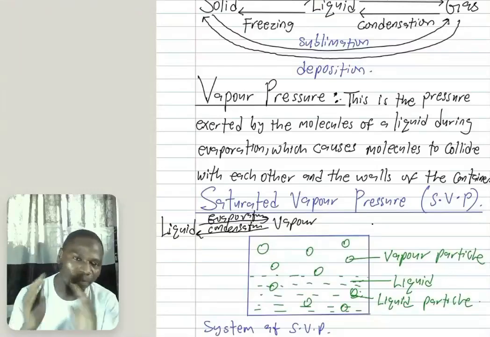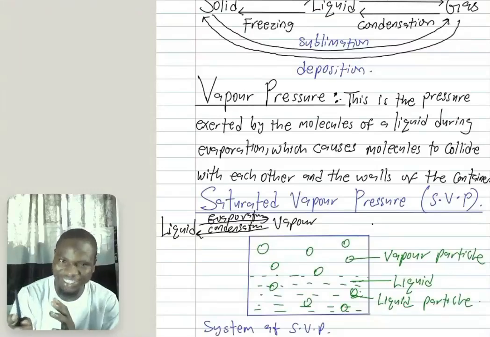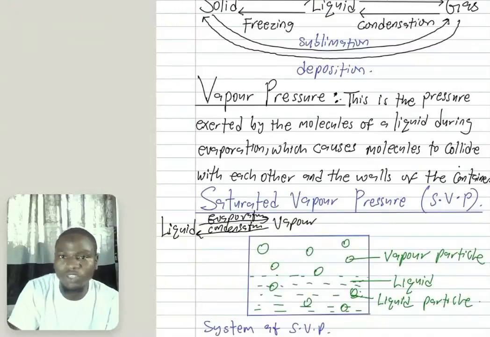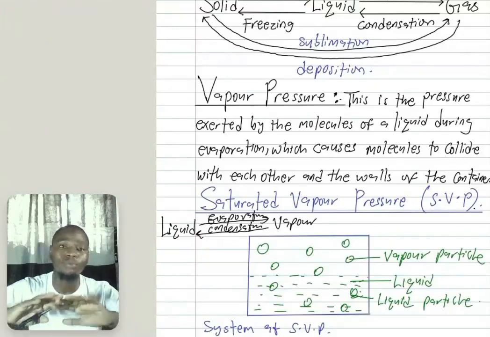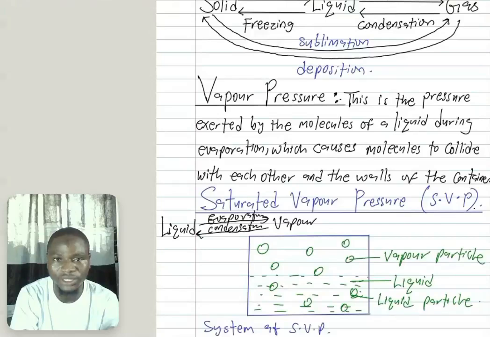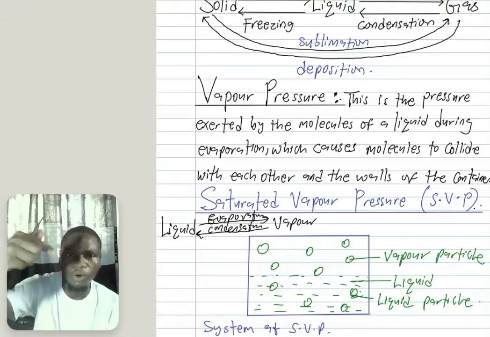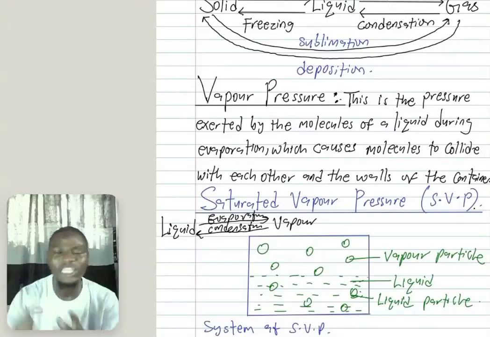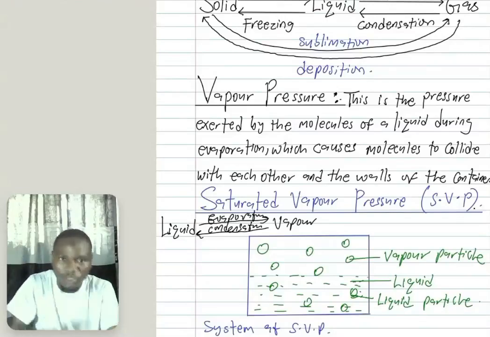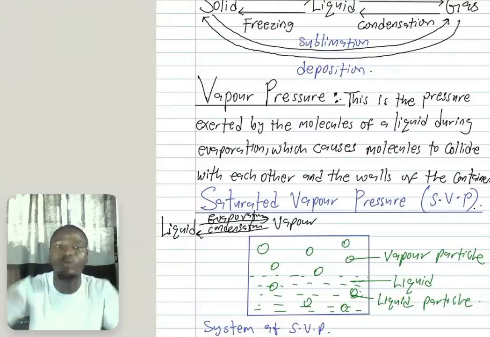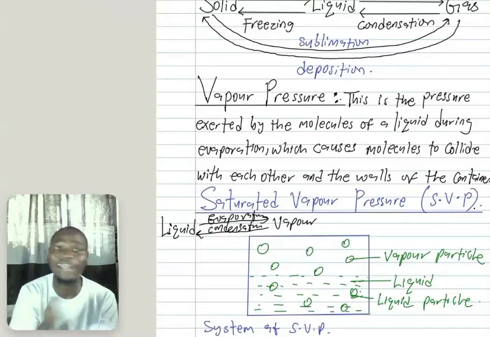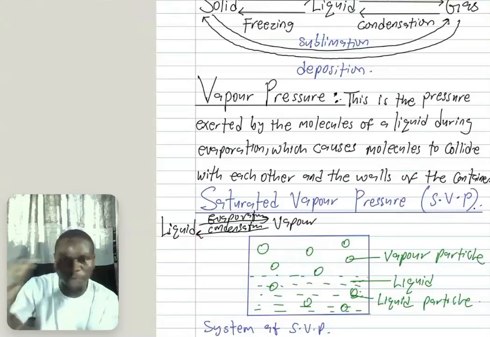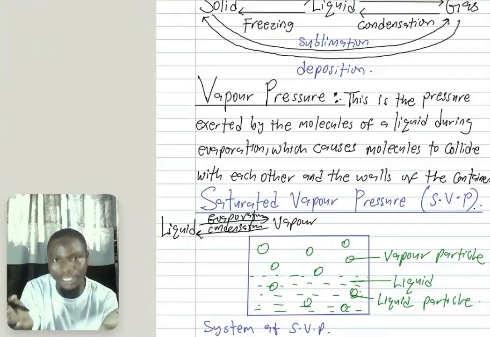The type of pressure the vapor will be exerting at this dynamic equilibrium is what we refer to as saturated vapor pressure. Pay attention that when the liquid particles build up at the top of the liquid, they lose energy and fall back. That is condensation. So evaporation occurs, condensation occurs, evaporation occurs, condensation occurs. It will get to a point whereby the rate at which liquid is leaving is equal to the rate at which vapor is falling back into the liquid, and that is dynamic equilibrium between the liquid and the vapor. The type of pressure being exerted by the vapor in this dynamic equilibrium is what we call the saturated vapor pressure.